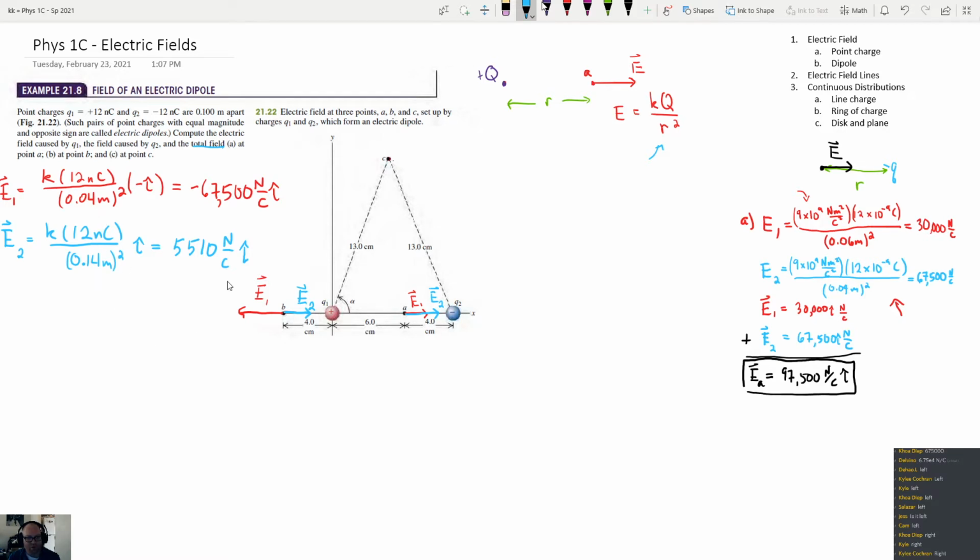Okay, so we know those two values. We also want to find the total electric field there. So we sum those up. So we just add them together. And what we end up getting is that the electric field at point B is going to be equal to the sum of those two. Now, I'm going to keep the value I have in my calculator here. So I didn't round anything off. So you might get something a little bit different.